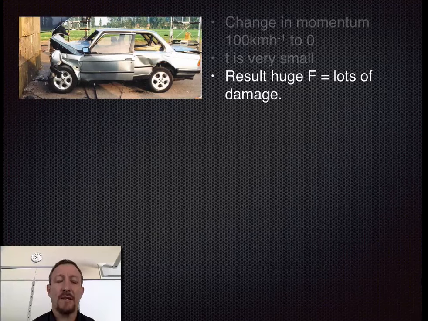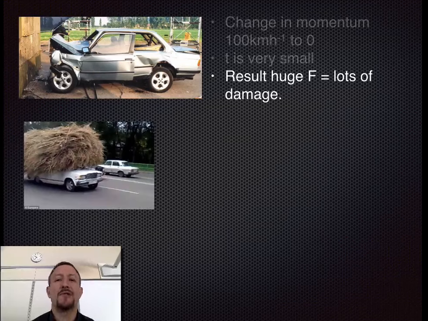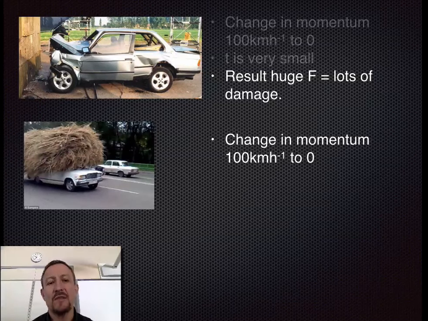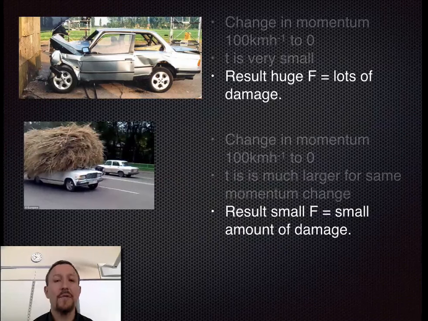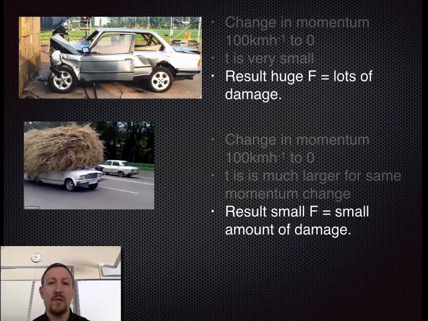Now let's take a hypothetical situation where a car has gone through a loose hay bale. Now we're going to get the same change in momentum if it's going to stop from 100 k's down to 0. The thing is that because we're in this hay bale, it's harder to drive, so the result is there is a larger amount of time. There's a larger amount of time to produce the same change in momentum. The result is there's a smaller force, and as a result there's smaller damage.